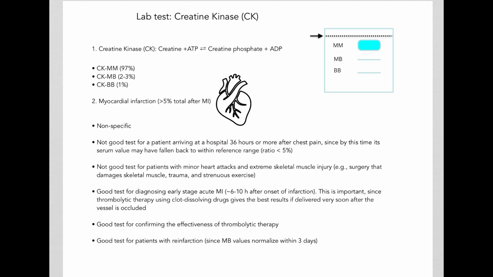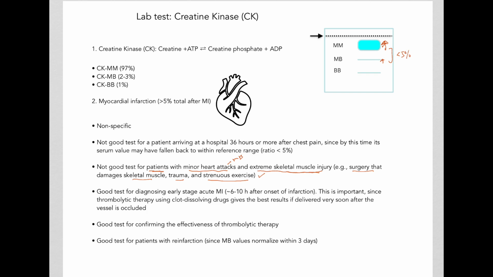This is also not a good test, CKMB, creatine kinase MB, if somebody had a minor heart attack that will only slightly increase the MB, but they also had skeletal muscle injury. So, for example, someone who had surgery of the muscles, trauma, or strenuous exercise. Because under these conditions of skeletal muscle injury, the MM will rise tremendously. And so the MB might rise a little bit, but this ratio will not be more than 5%, although the person had a heart attack.